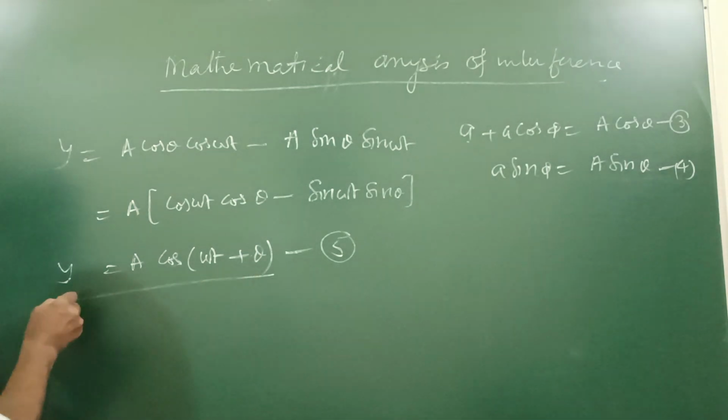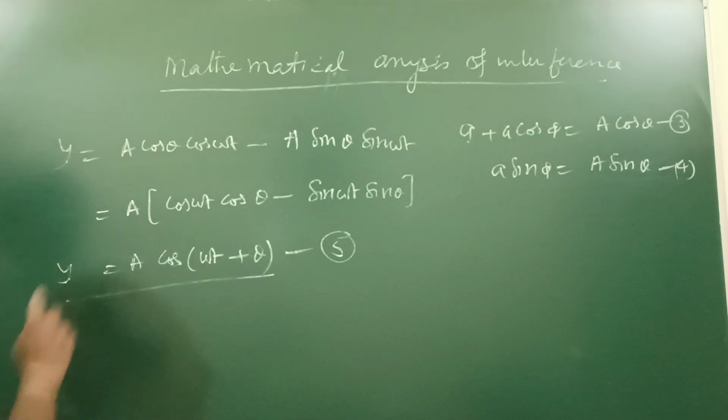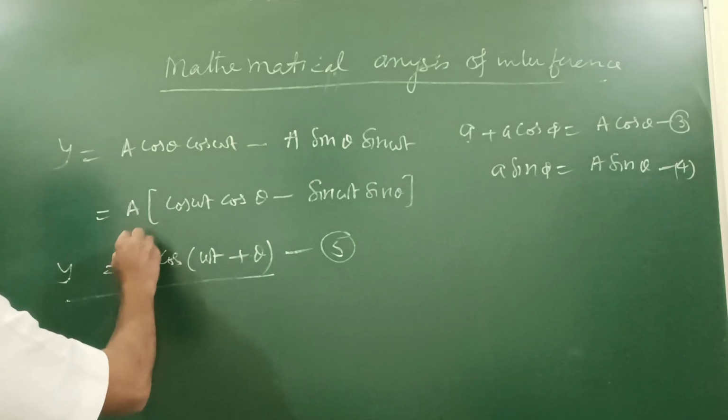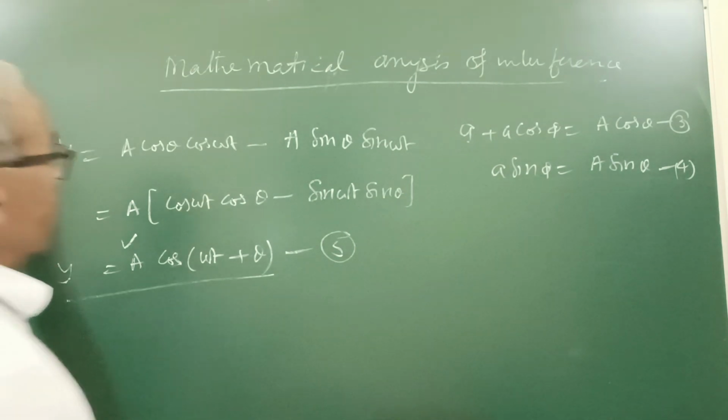Equation 5 again is the equation of a periodic simple harmonic wave whose amplitude is A. To find this A, we square equations 3 and 4 on both sides.